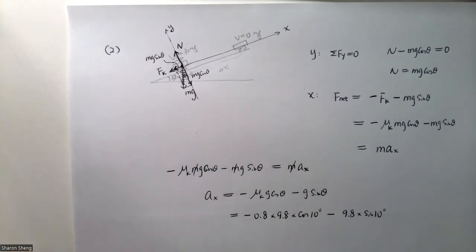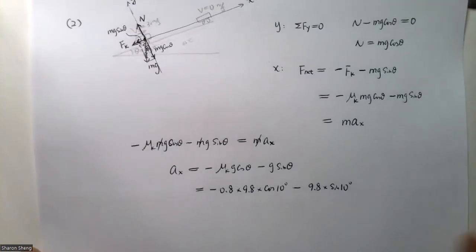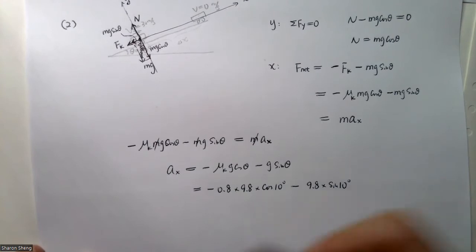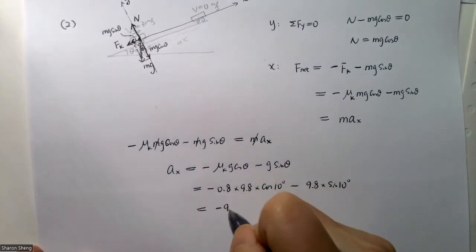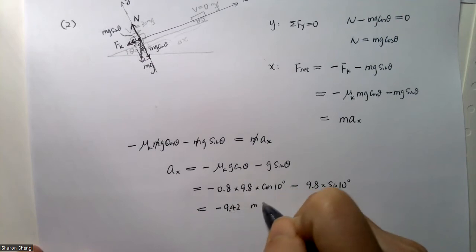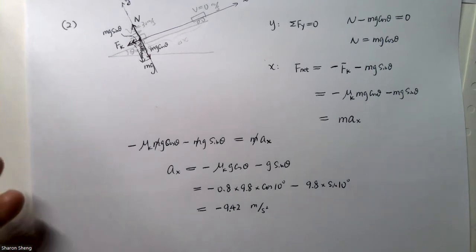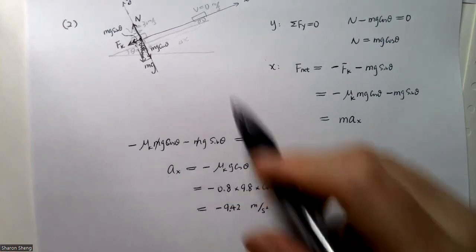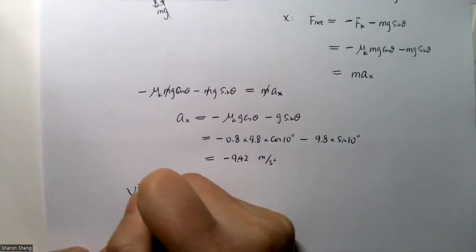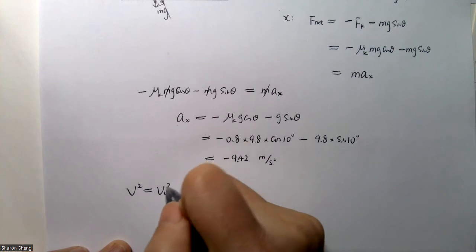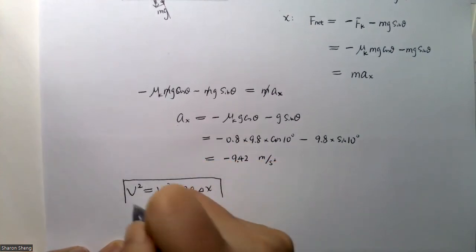Then you can use your calculator. And I did my work already. I found ax equals negative 9.42 meters per second squared. Then we'll do the same way. After we got the acceleration along x direction, we plug in v squared equals v sub 0 squared plus 2a delta x. That's the formula we have.